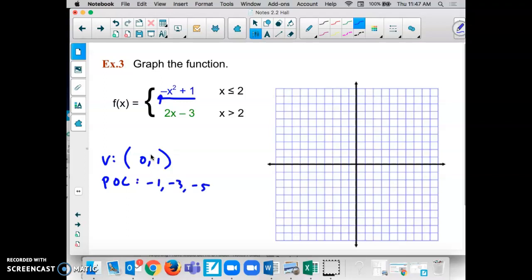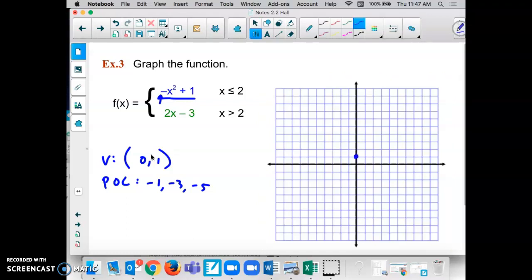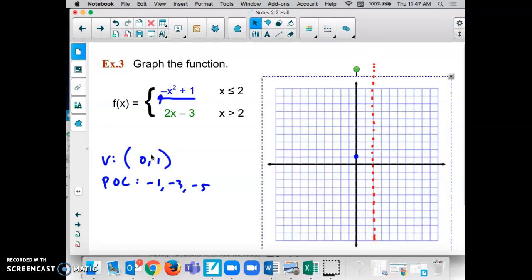All right, so let's graph that. The vertex is 0, 1, so I'm going to put a point at 0, 1. And I'm going to trace that. Oh, my first step was at 2, there's a boundary. So I put a dotted line right there at 2. All right. That's just telling me that's where my graph changes.